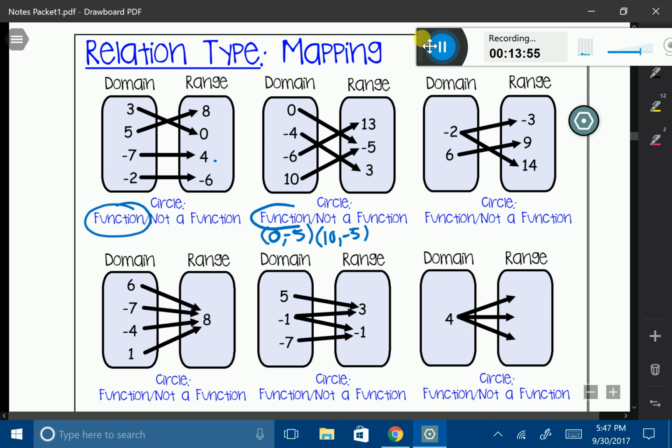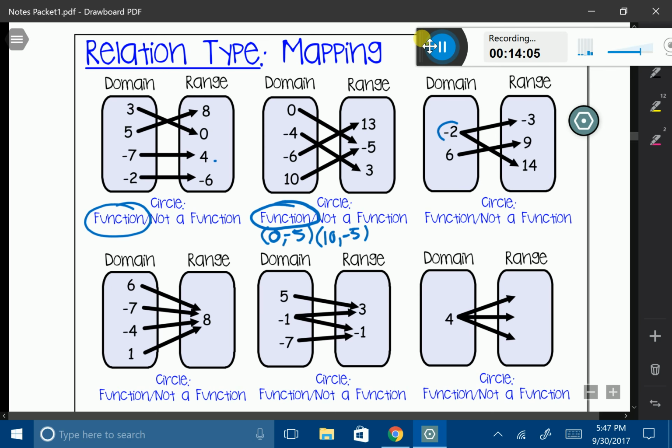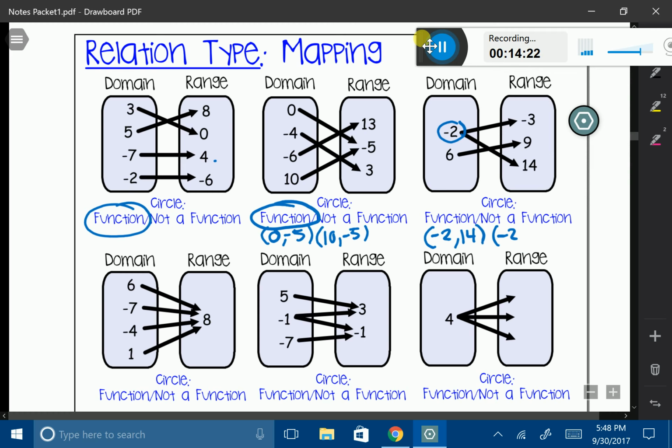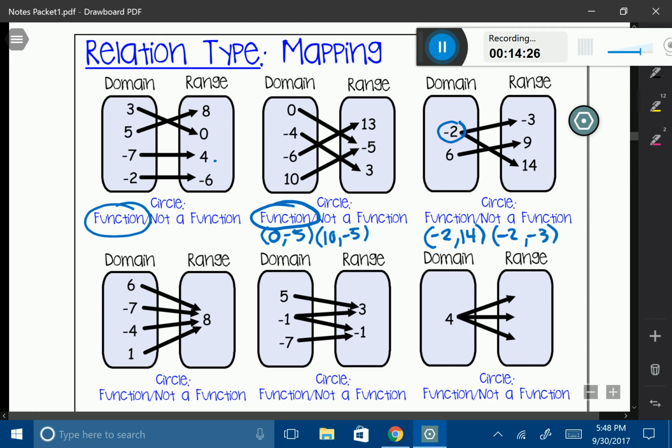Okay, now let's look at this one because this is the first not function one. Look at my -2. Do you see how my -2 is going not only to -3, but it's also going to 14? If I were to create ordered pairs from this, it would look like this. -2 goes to 14, and -2 is going to go to -3. Let me write that in here, -3. And if I had that set of ordered pairs, you would see that my 2 domain values repeat, and therefore this is not a function.